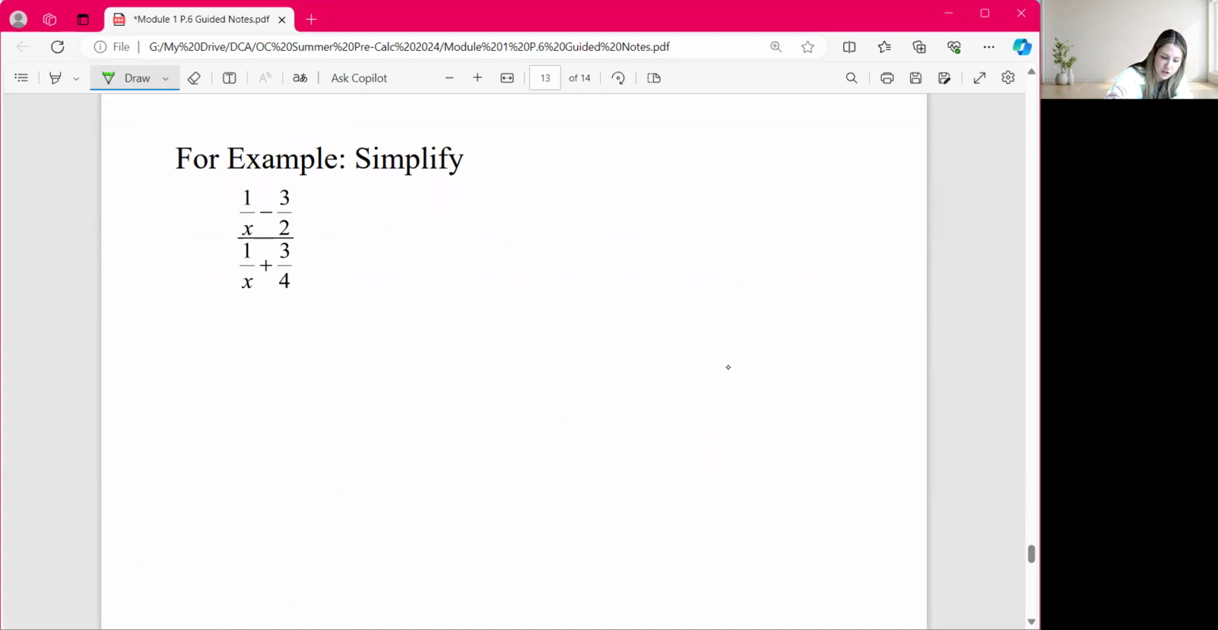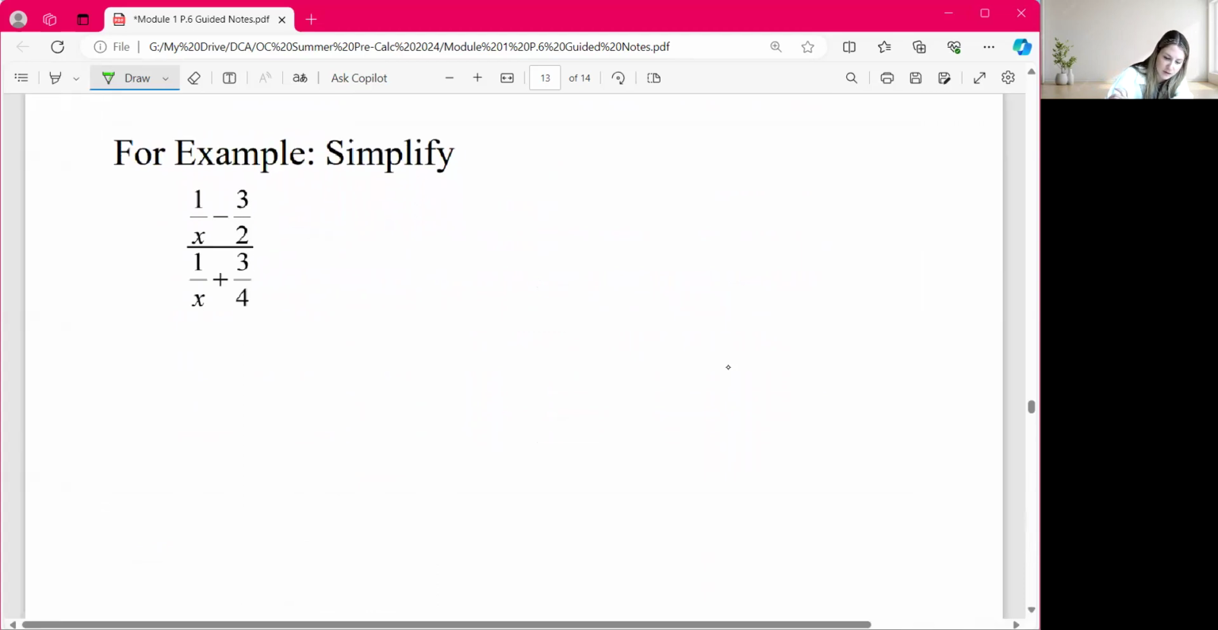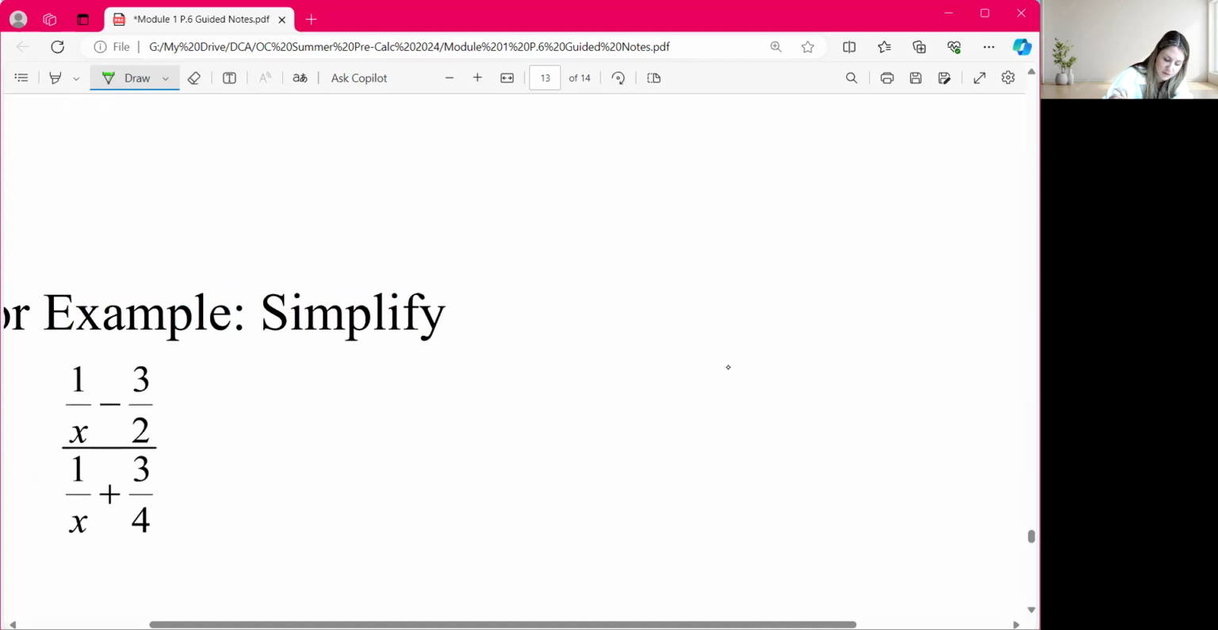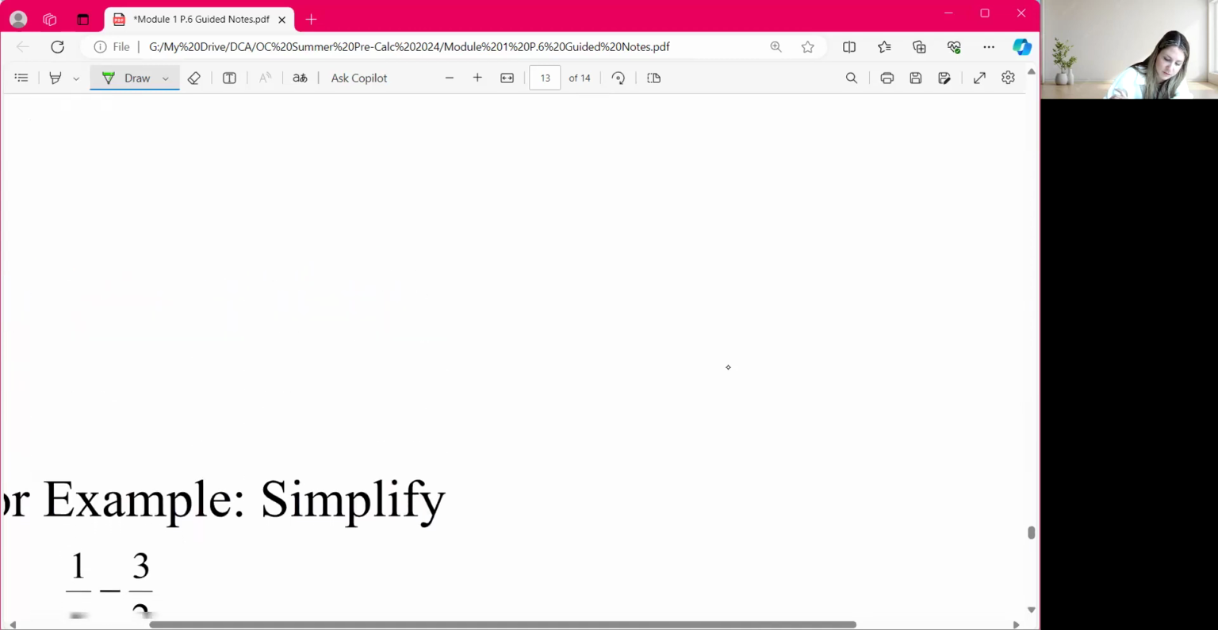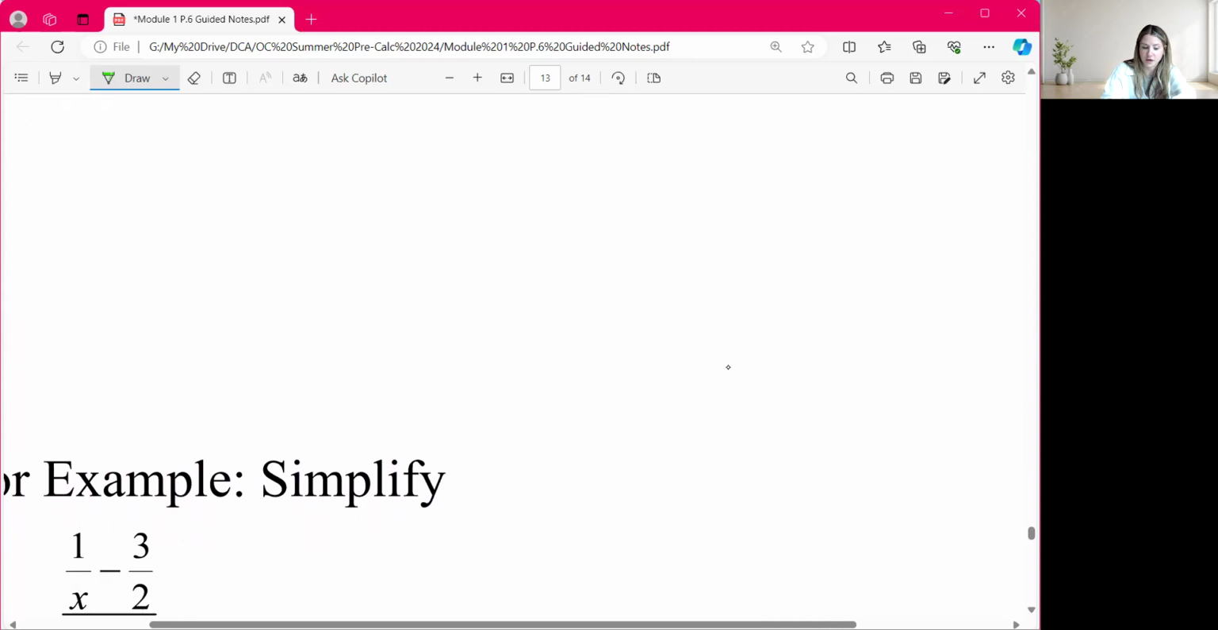So let's just focus on your numerator. Let's zoom this in. Maybe I'll just go like this. That's all you want to focus on. What's our LCD here? It's going to be 2x. So I need to multiply one of each of the factors, and there's nothing in common. I need to multiply this one by 2. I need to multiply this one by x. So our numerator is going to be 2 minus 3x over 2x.